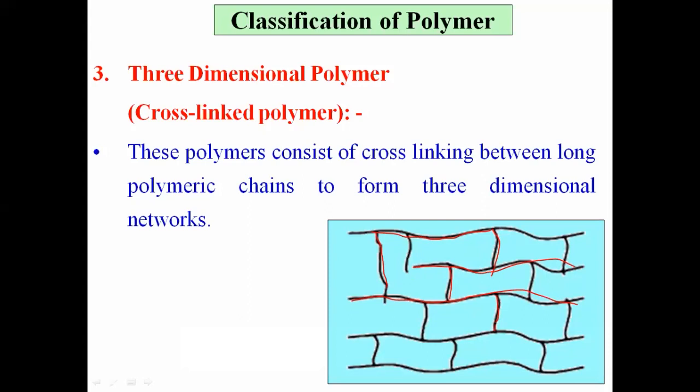Okay, this is just about the third type. Examples are bakelite resin and vulcanized rubber. These are the examples of cross-linked polymer. Here, long polymeric chains are cross-linked with one another to form a three-dimensional network. Okay, this is just about the classification on the basis of their structure. What is the geometrical nature of that polymer? On that basis, there are three types: linear, branched polymer, and cross-linked polymer.